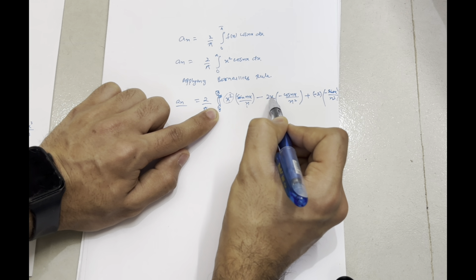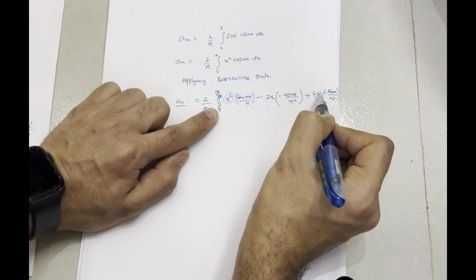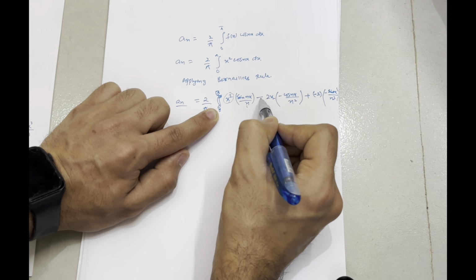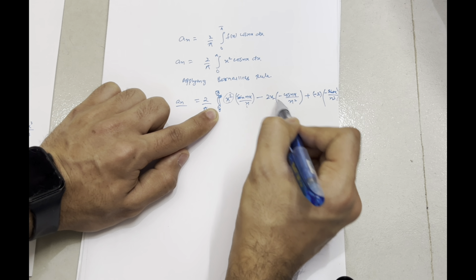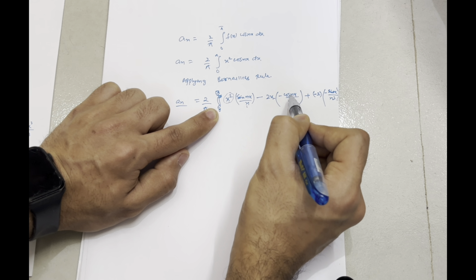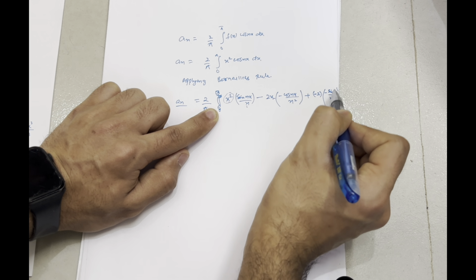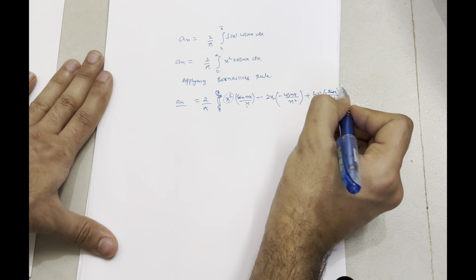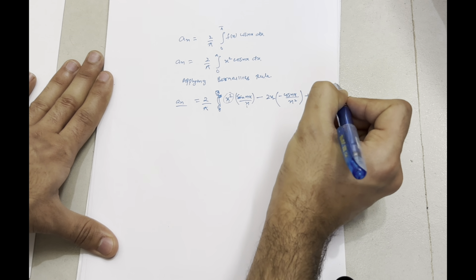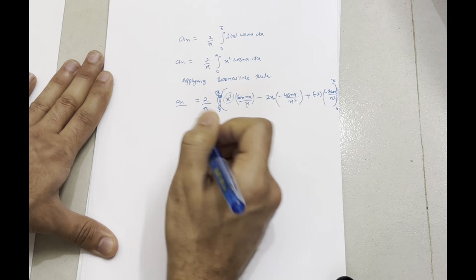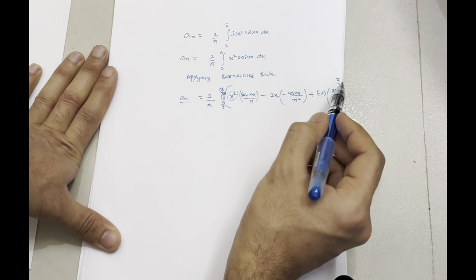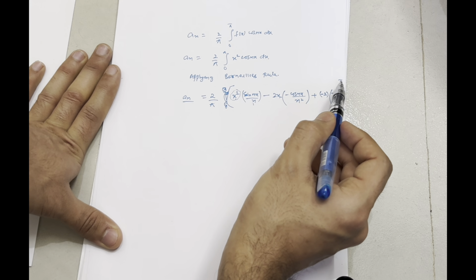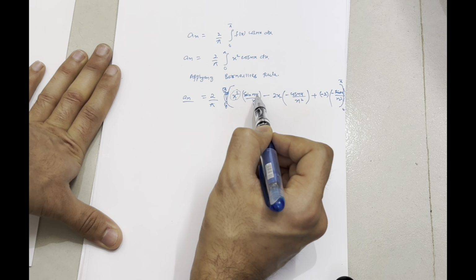Differentiation of 2x is nothing but 2. So minus 2, just because we have minus sine here, so minus 2 multiplied by minus as it is, and integration of cos of nx by n square is sine nx divided by n cube, and limits will be from 0 to pi. Hope you are following. Now once you apply the upper limit, it will become sine of n pi.